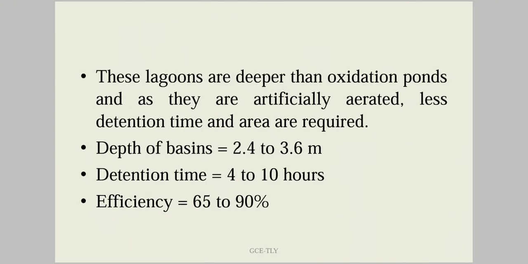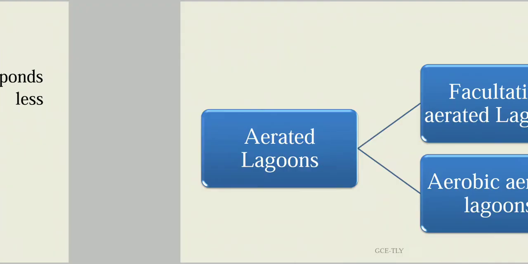So these lagoons are deeper than the oxidation ponds, and because we artificially aerate them, depth is not a matter. So these are deeper than the oxidation ponds, and here the detention time and area required are less. The depth of the basin varies from 2.4 to 3.6 meters, and the retention time varies from 4 to 10 hours. The efficiency is about 65 to 90%.